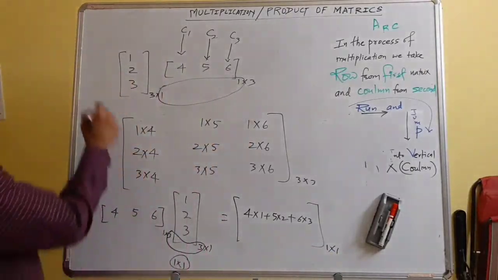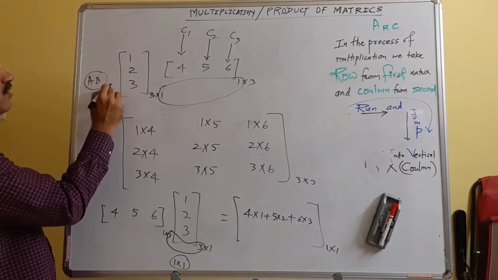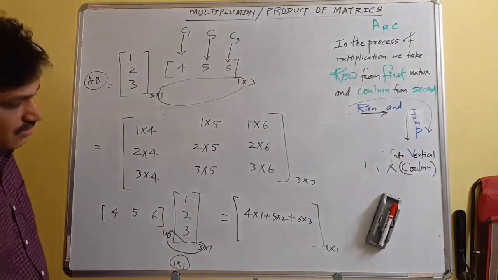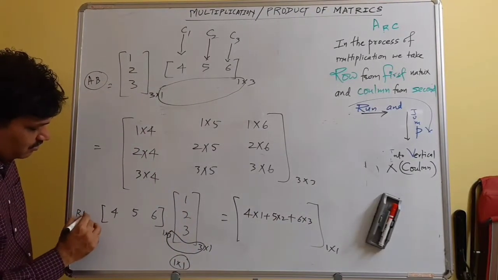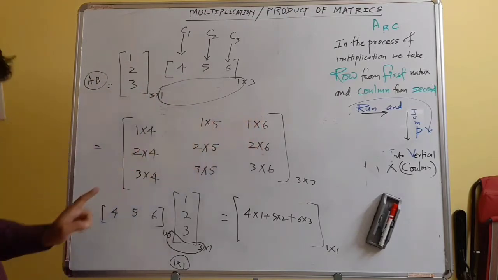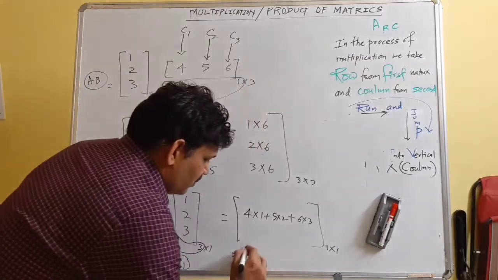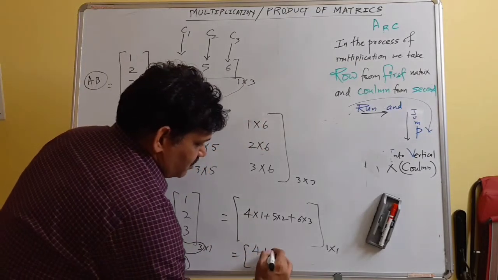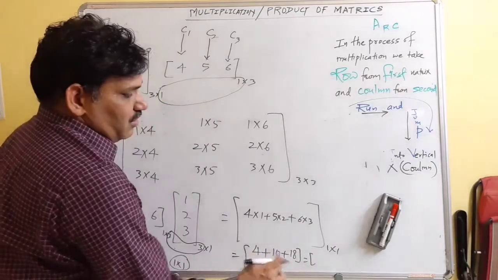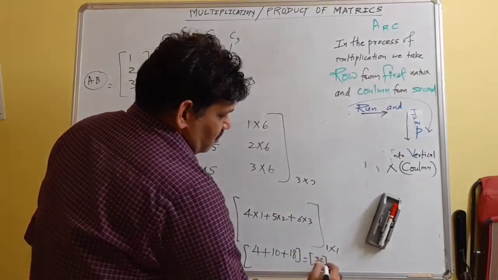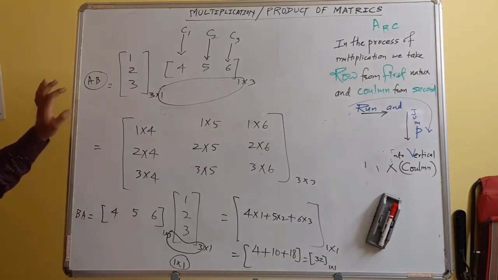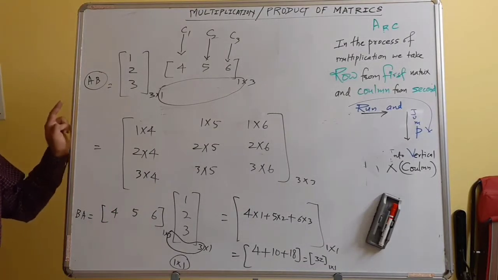See the magic. Here AB is a matrix. The product AB is a matrix of order 3 by 3. Whereas the product BA, B first, then A, is a matrix 1 by 1. 4 1s are 4 plus 10 plus 18. If we add them, I get 32. This is a 1 by 1 matrix. So usually AB is not equal to BA.